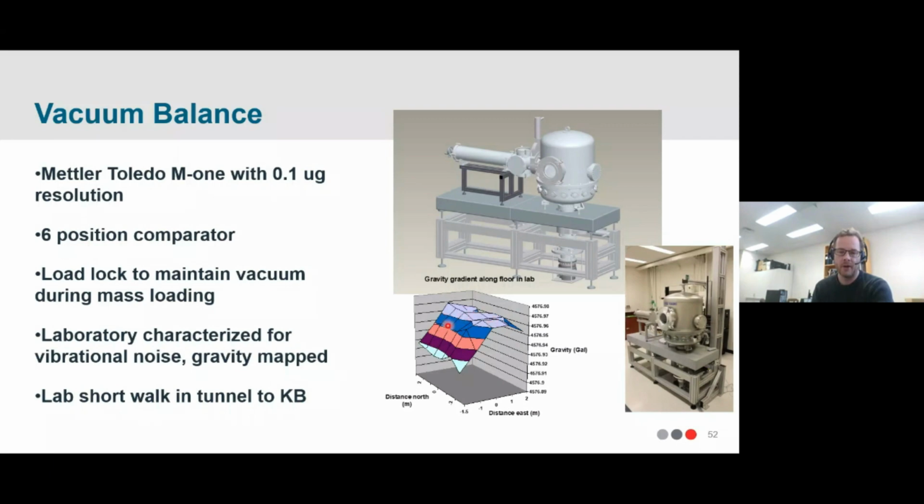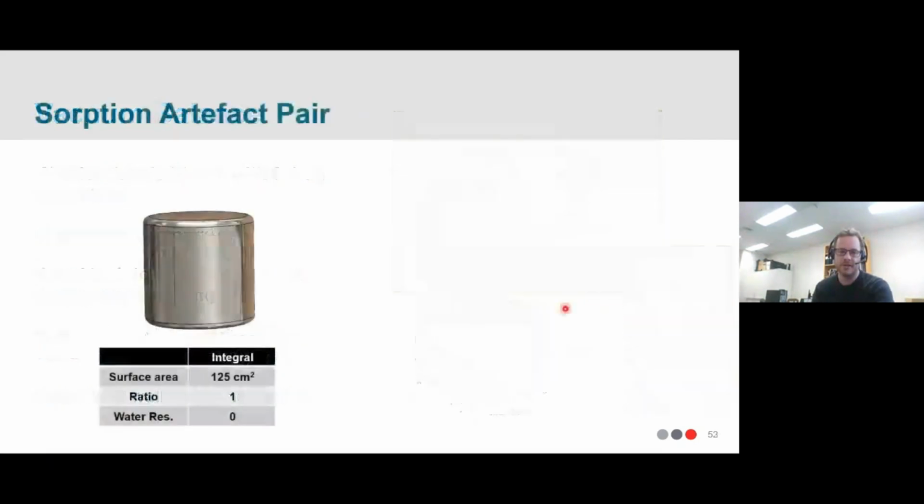And we've also measured the gravity around the Kibble balance so that we know what the gravity gradient is inside the balance. We can do those corrections. Now, the one thing that's really important for all of this is how we transfer measurements in vacuum to measurements in air. So what happens when you have a mass in vacuum or in air?